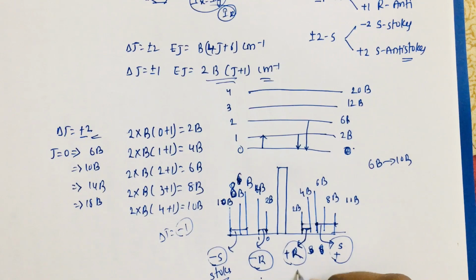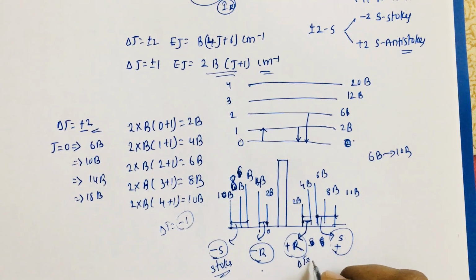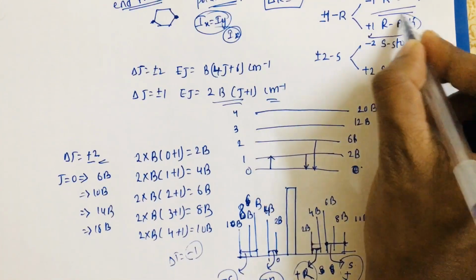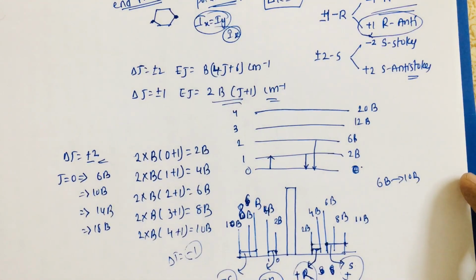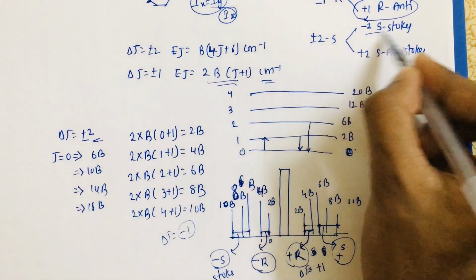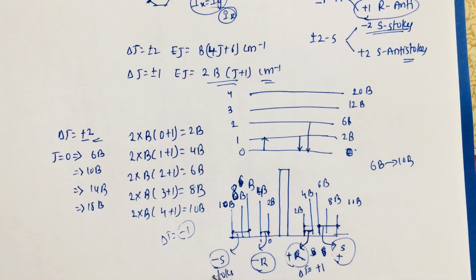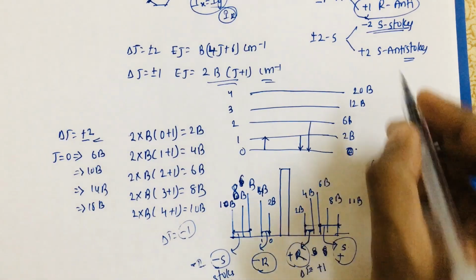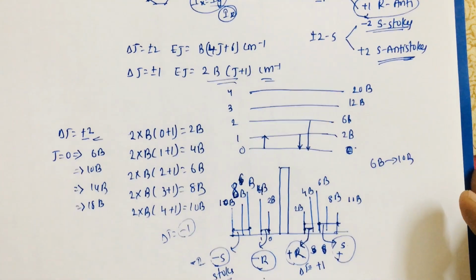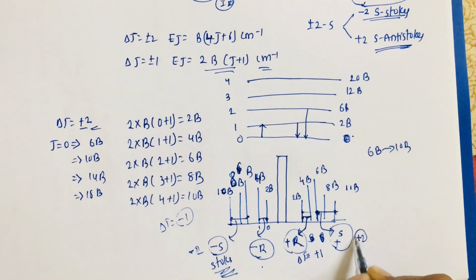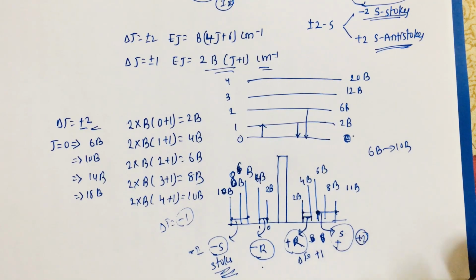And the selection rule here is delta J equals plus 1. Plus 1 means R anti-Stokes lines. Then minus 2 means S Stokes lines. The difference from here to here is minus 2, so that's why we call it S Stokes lines. And plus 2 means anti-Stokes lines, the difference from here to here is plus 2, so because of that we call this S anti-Stokes lines.